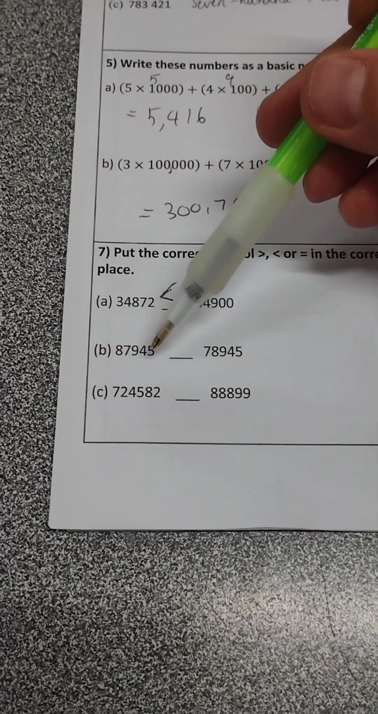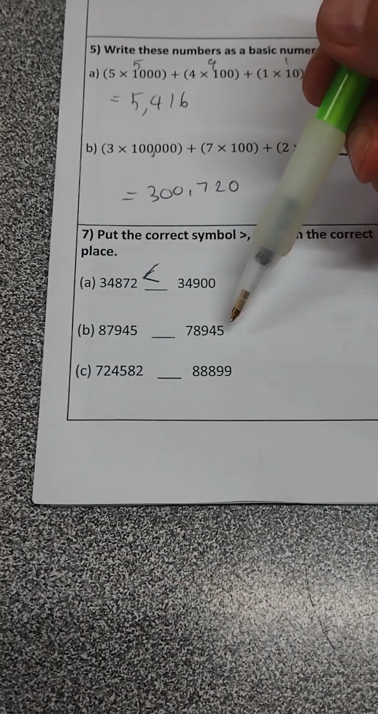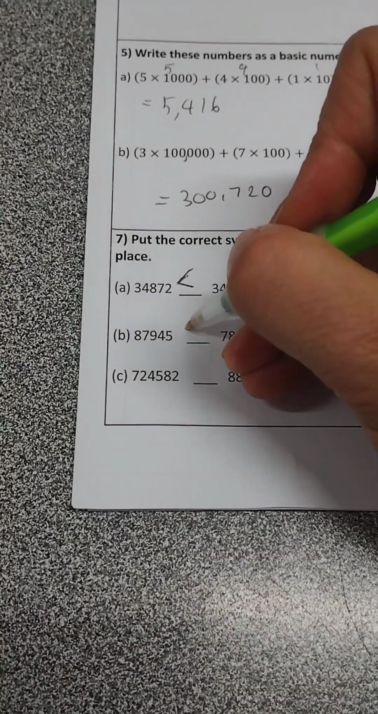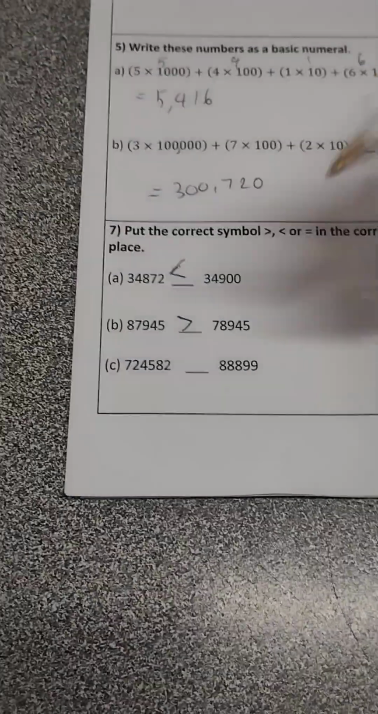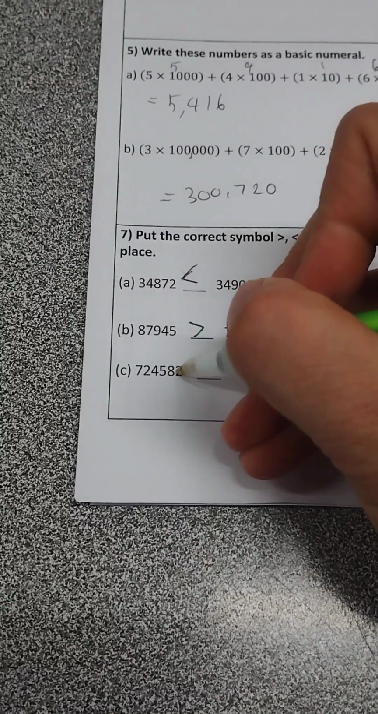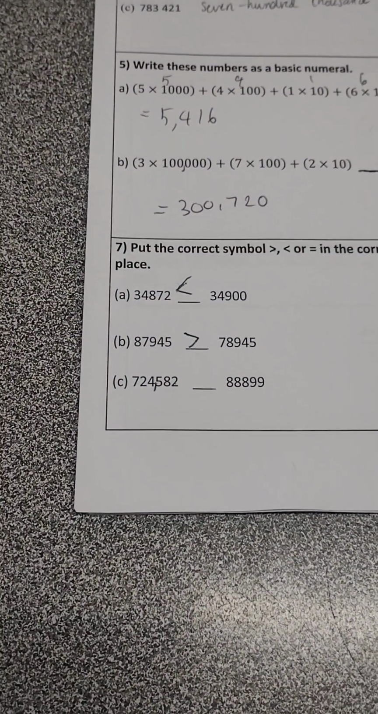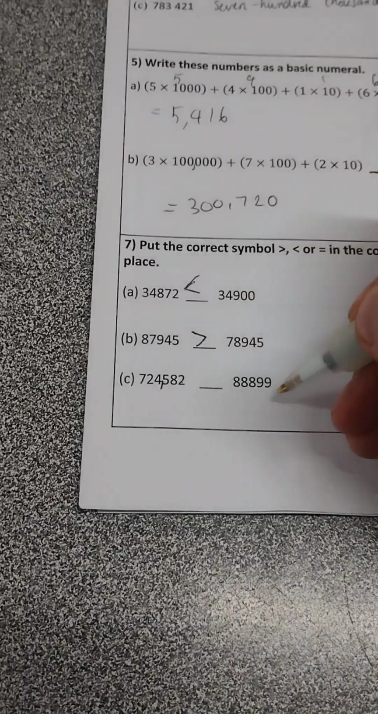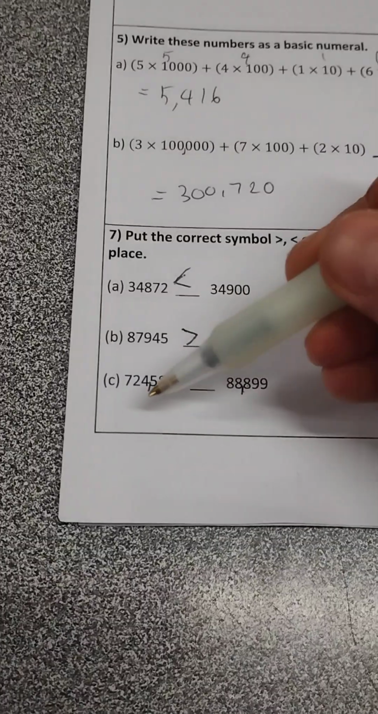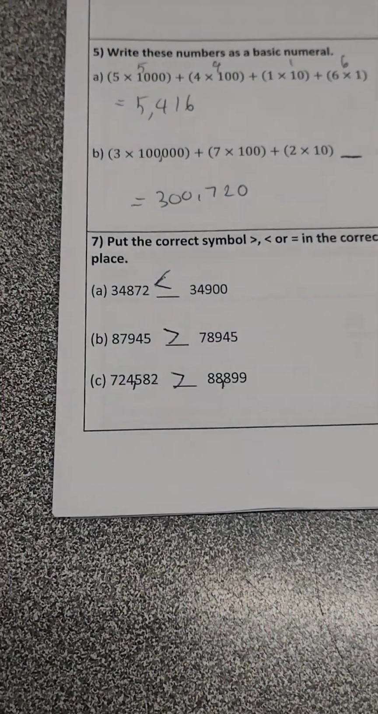Next one, 87,945. And I know I've got 78,944. I know 87,000 is larger than 78,000. So I'll have the greater than symbol. And the one down here, 724,582, put commas in to help read it. 1, 2, 3, comma. And here I've got 1, 2, 3, comma. Here I've only got 88,000. So straight away this is larger. So put the greater than symbol.